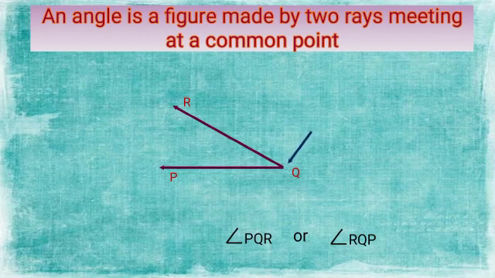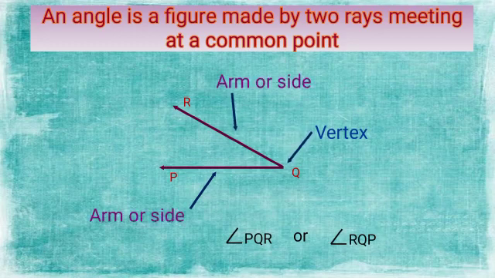Now as you can see here, one arrow indicates point Q. This point Q is known as a vertex, and these two rays that the arrows show are known as the arms or sides of an angle. I hope this concept is clear to everyone. Again I'm going to repeat the same thing. The name of the angle is angle PQR, and when two rays meet at a common point, that point is known as a vertex and the rays are known as arms or sides.